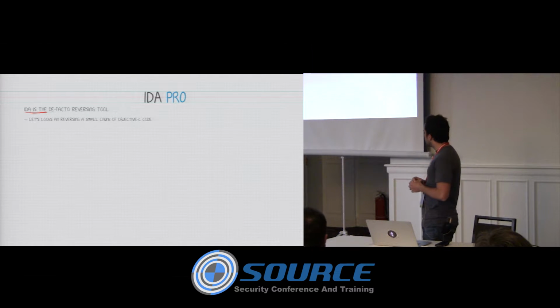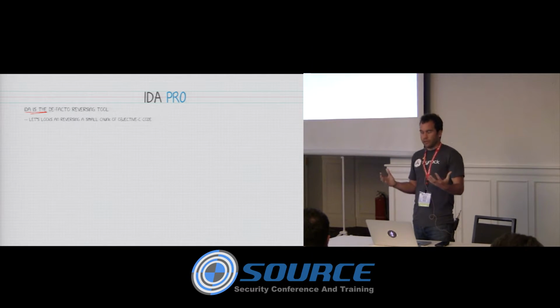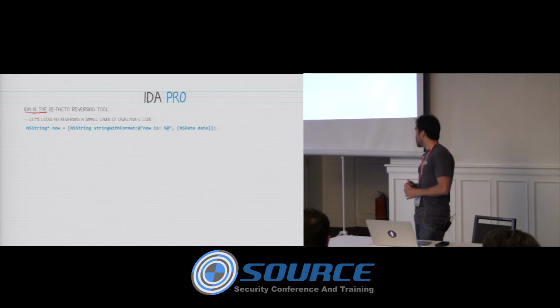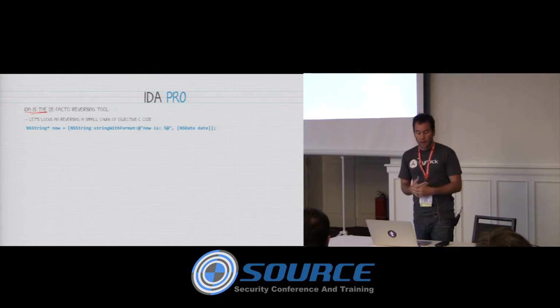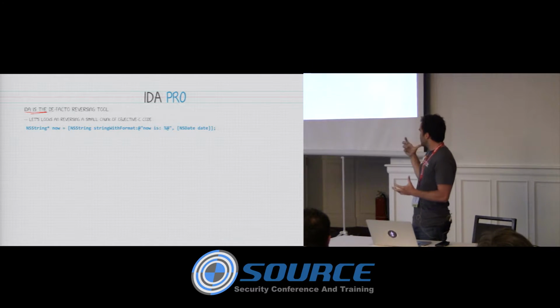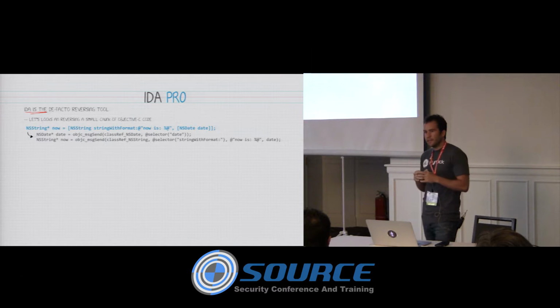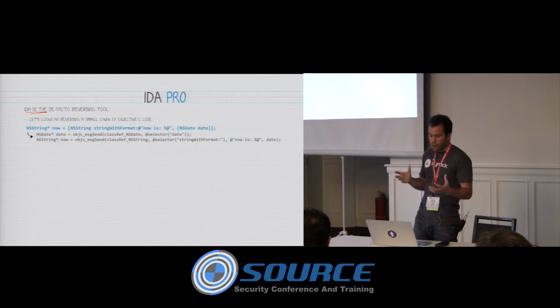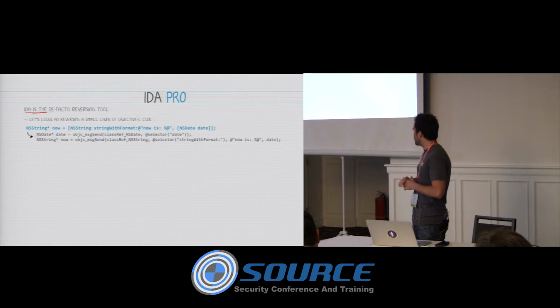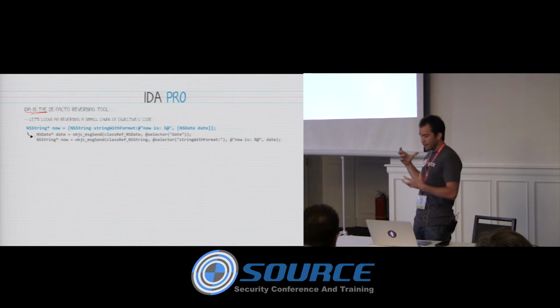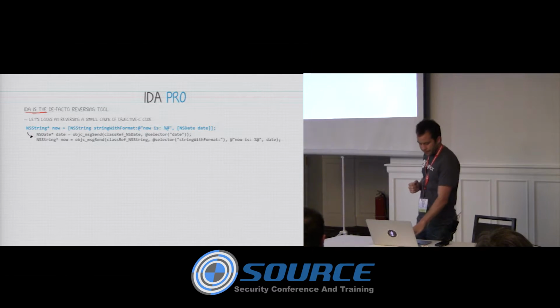So IDA is the de facto reversing tool. I'm sure you're pretty familiar with it. And it does a pretty good job now of reverse engineering Objective-C. In the last few years, it's definitely made a lot of progress. So if we start with some Objective-C code, this is just the line of code that we want to basically put the current date into a string. If you compile this, it's going to break down into these 2 separate lines of code that both invoke the objc_msgSend function. So first it's going to do that to generate the date object, and then following that, it's going to take the date object and put it in the format string.